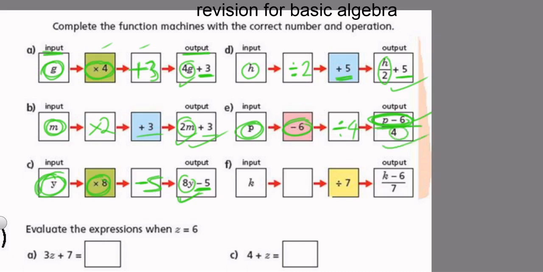Right, last one, question F. You've got the k over here, and then something happens to the k. It becomes k minus 6, so you have to minus 6. So k minus 6 gives you k minus 6, and then you're dividing by 7 right there, divide by 7, which is right there.